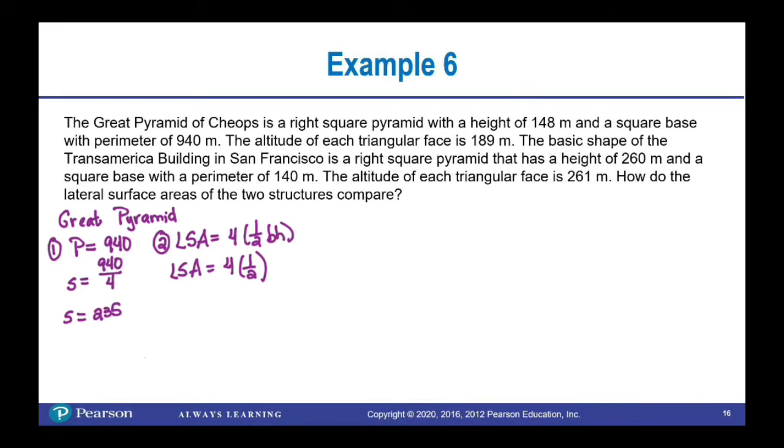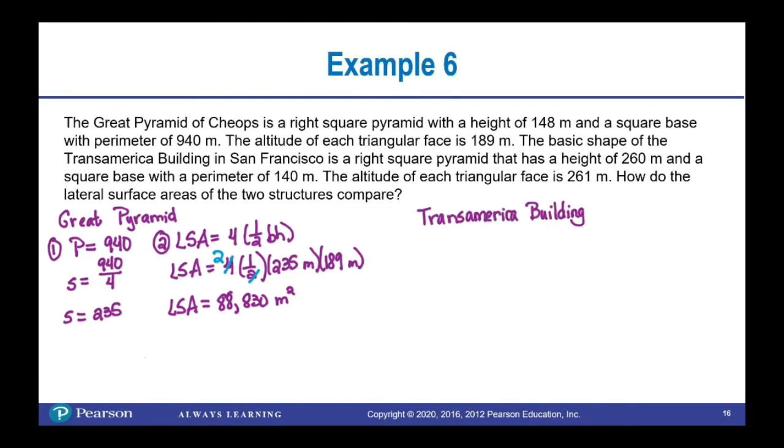Our base here is one of the sides of the square, so that would be 235. And the height is that slant height, 189. 2 goes into 4 2 times, and then 2 times 235 times 189 is 88,830, and notice units are square meters. Now let's think about the Transamerica building.